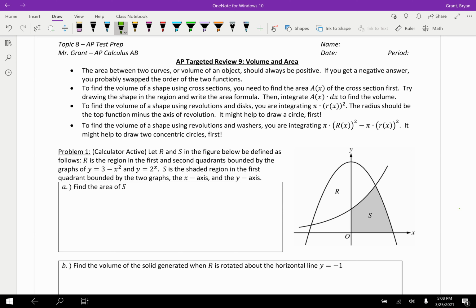Welcome back, AP Calculus students. Today's targeted review is on volume, and it says area. It's really area between two curves, since like half of calculus is about area, so it's about a specific area.